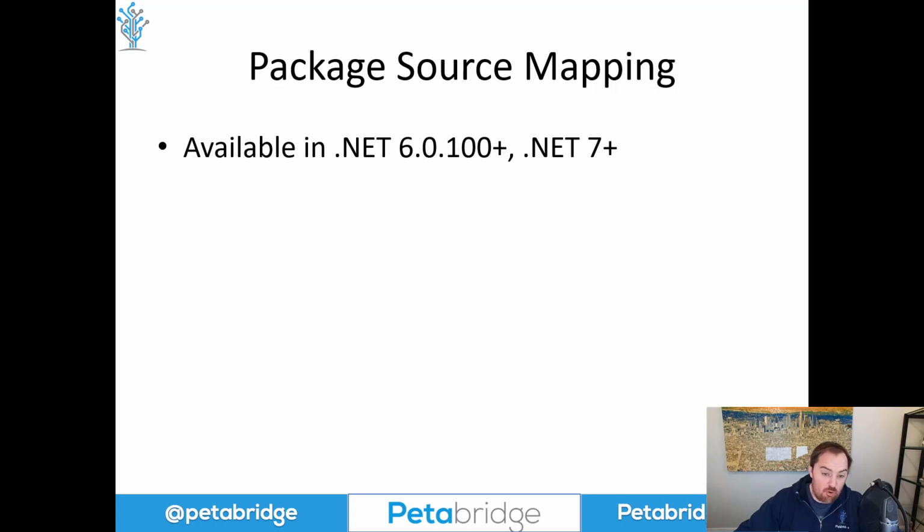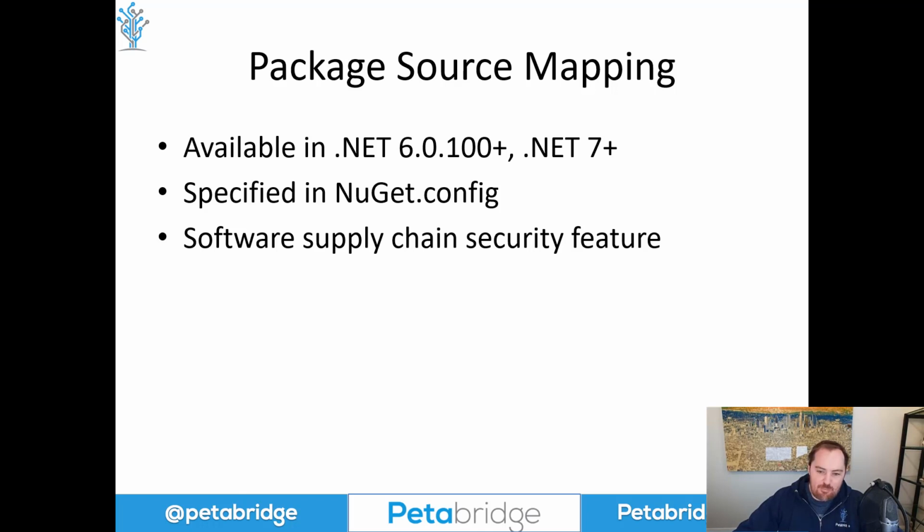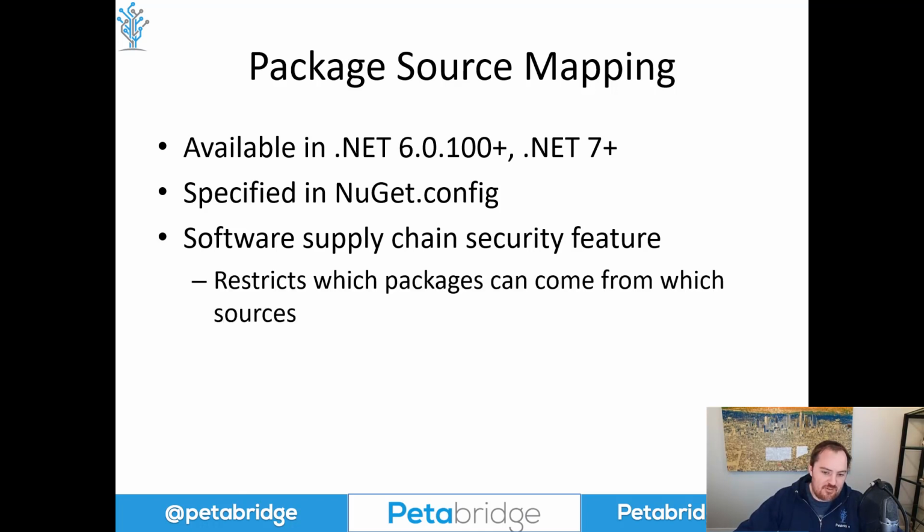This was introduced a little bit earlier in the .NET 6 lifecycle, and this is specified in NuGet.config rather than as part of your actual solution file. And this is a software supply chain security feature that's really designed to help restrict which packages can come from which sources. Now, if you only use public packages that are available on NuGet, this feature is probably not going to add a lot of value for you.